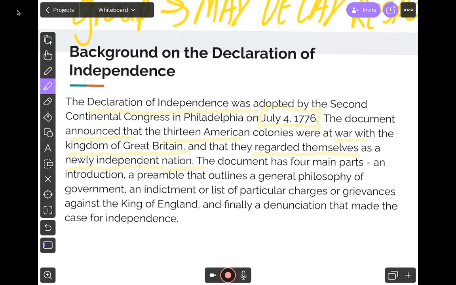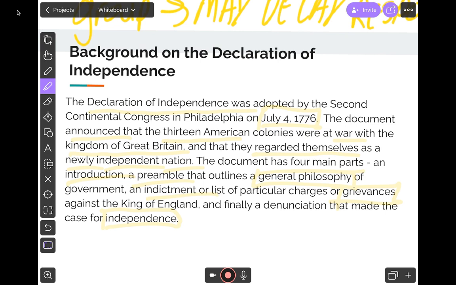Now, looking at the document itself, the document has 4 main parts. Okay, and we're going to be looking at these various parts today. It has an introduction, a preamble that outlines the general philosophy of the government, an indictment or list of charges or grievances. All right, this is kind of like the complaints section, and then finally a denunciation, which made their case for independence. So the structure of the Declaration of Independence is very clear.